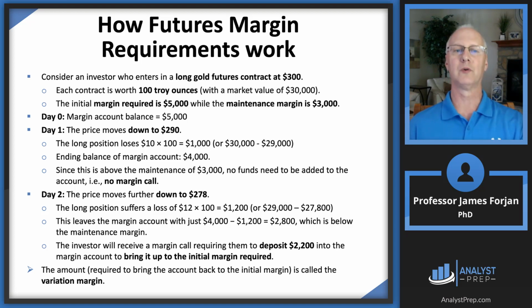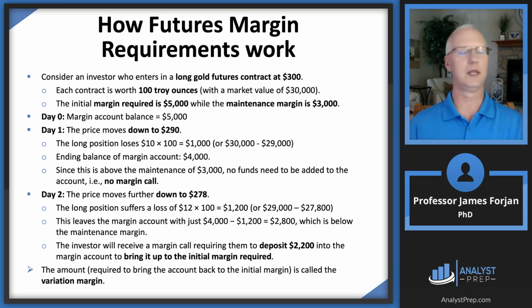Let's suppose the initial margin is 5,000 and the maintenance margin is 3,000. So as the long position, we have to put up $5,000 today. Now, of course, the short position, wherever this person is located, will have to put up $5,000 as the short position. And so the clearinghouse can see that both positions have $5,000. All right, so we're in the long position. We're betting that the price of gold rises.